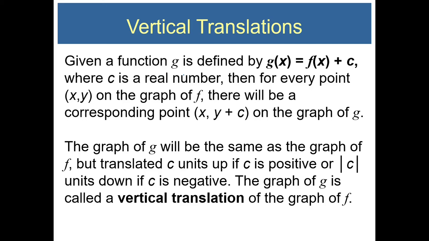Given a function g defined by g of x equals f of x plus c, where c is a real number, then for every point x, y on the graph of f, there will be a corresponding point x, y plus c on the graph of g. The graph of g will be the same as the graph of f, but translated c units up if c is positive. If c is positive, we're going to shift the graph up c units. And if c is negative, there is a vertical translation down of c units down.